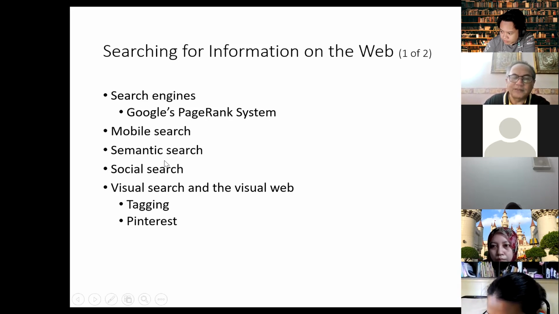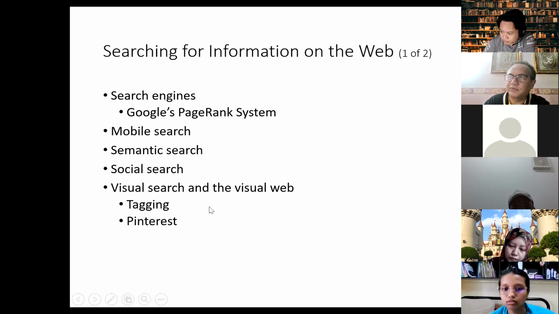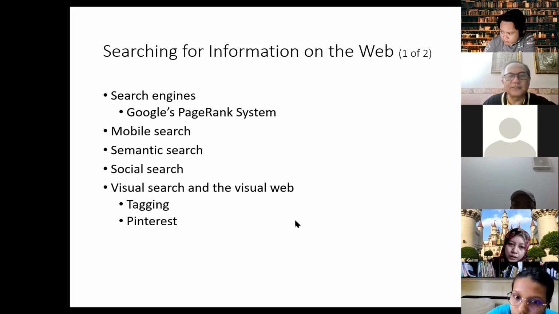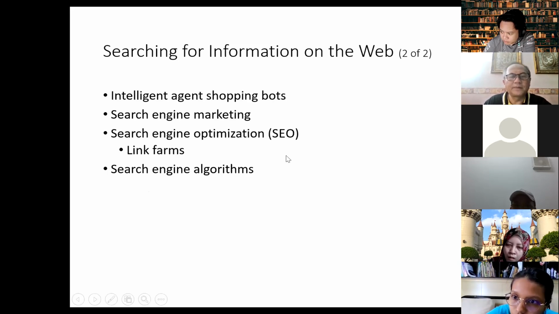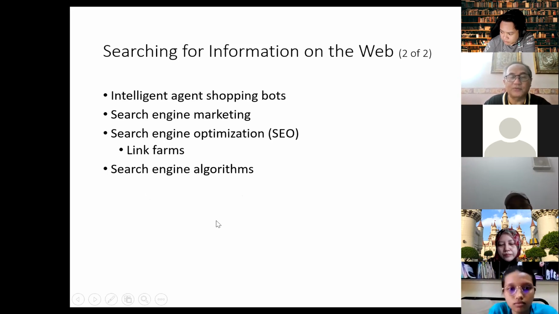We also have sentiment analytics, and besides that, we have visual search and visual web tagging. Pinterest, do they have an artificial neural network? They can do image recognition. And then searching the web, we also have the shopping board, search engine marketing, search engine optimization, and search engine algorithm. I mentioned to you just now, the PageRank algorithm is one of those.